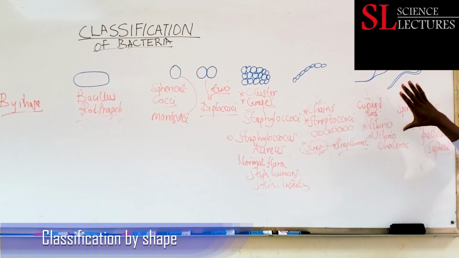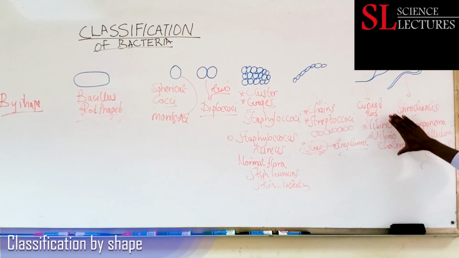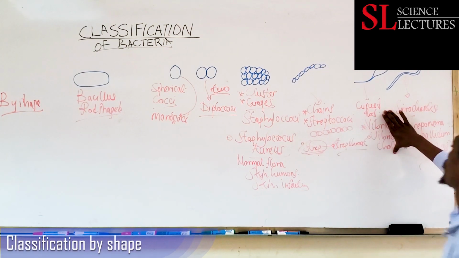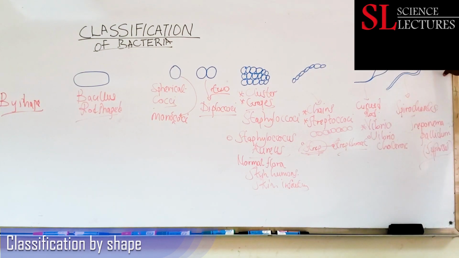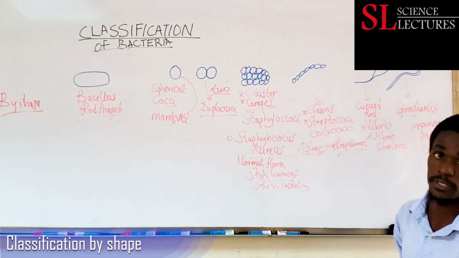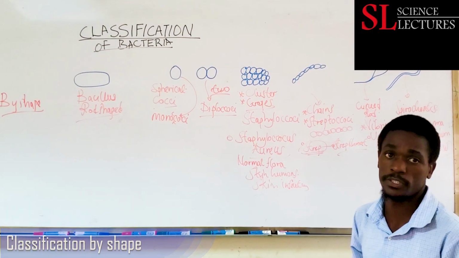Then we have a curved rod, a rod that has a curve. That is what we refer to as vibrio, like in Vibrio cholerae. Then we can have also a long rod, which is curved entirely, which is wavy, and that is what we refer to as spirochete, for example, Treponema pallidum, the one that causes syphilis. So that is our basic classification, basing on shape.